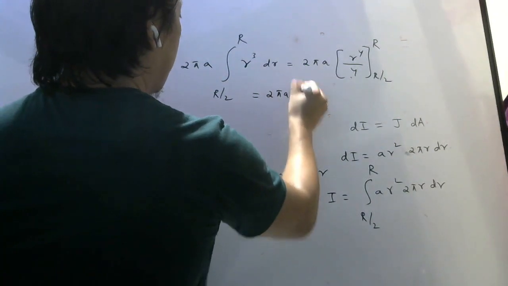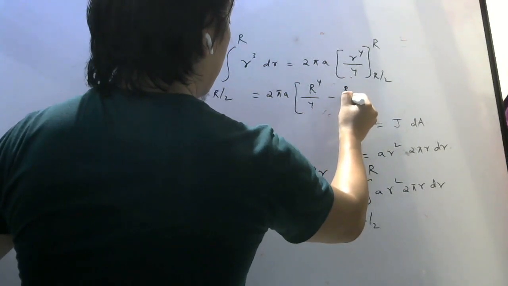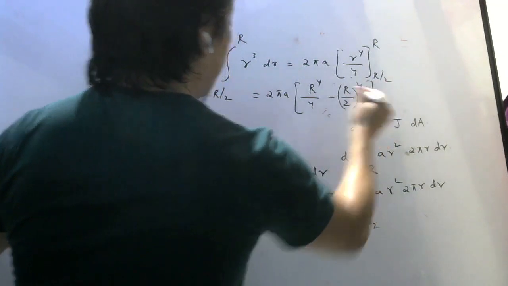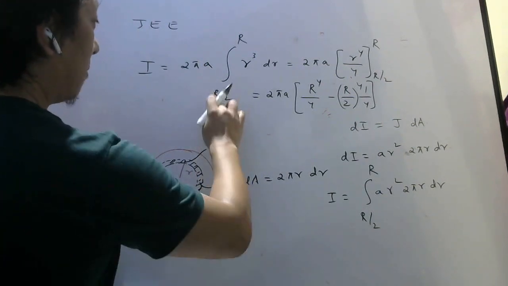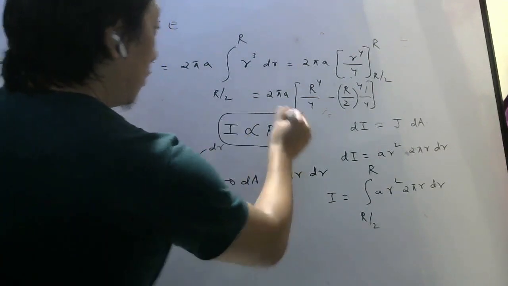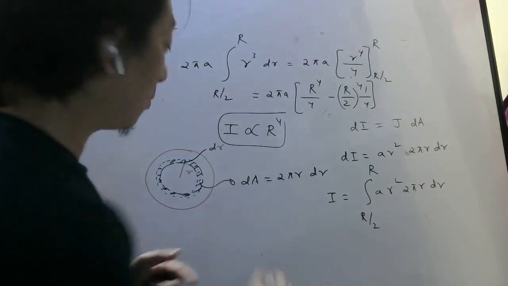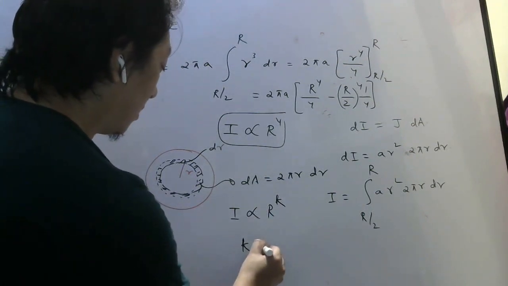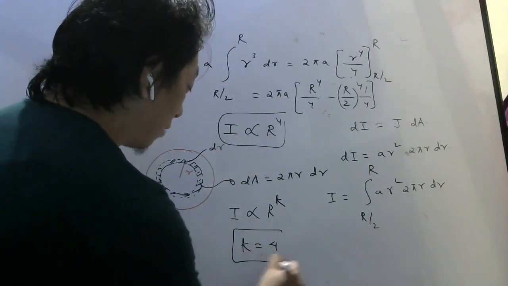Substitute. If you put the upper limit, R power 4 by 4 minus R by 2 power 4 by 4, so 1 by 4. Right? If you take R power 4 common, it is very clear that the current between R by 2 and R is proportional to R power 4. In the question they told us it is proportional to R power k. So what will k be equal to? We have found it is proportional to R power 4, so k should be 4. That will be your answer.